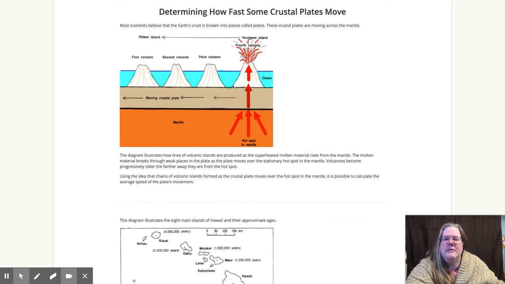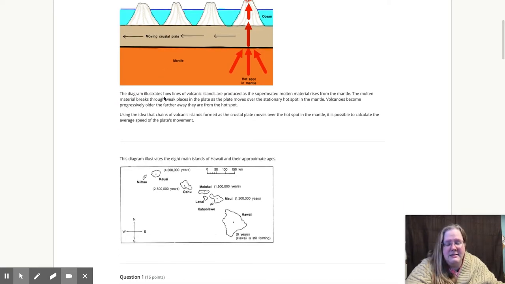So that would seem to indicate that this was the first volcano, and then the second, and then the third, and now this is the newest one, the fourth volcano. And as this plate moves over the hot spot, it's moving in progression down. And this is like the Hawaiian Islands.